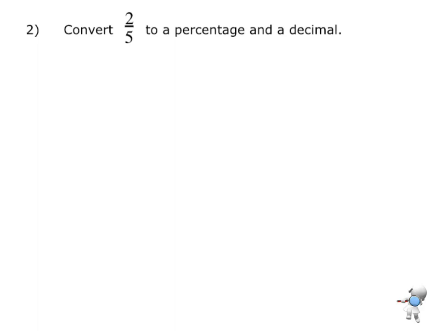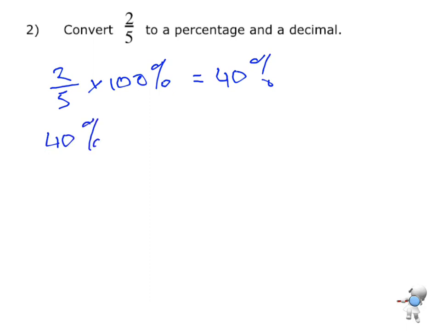Let's have a look at this one. So converting 2/5 into a percentage. To do that, I am going to multiply that by 100%. So 2 times that is going to give me 40%. If I now want to turn that into a decimal, the easiest way actually is to keep it as the 40%, move that decimal point over 1, 2 spaces, and that's going to become 0.4.